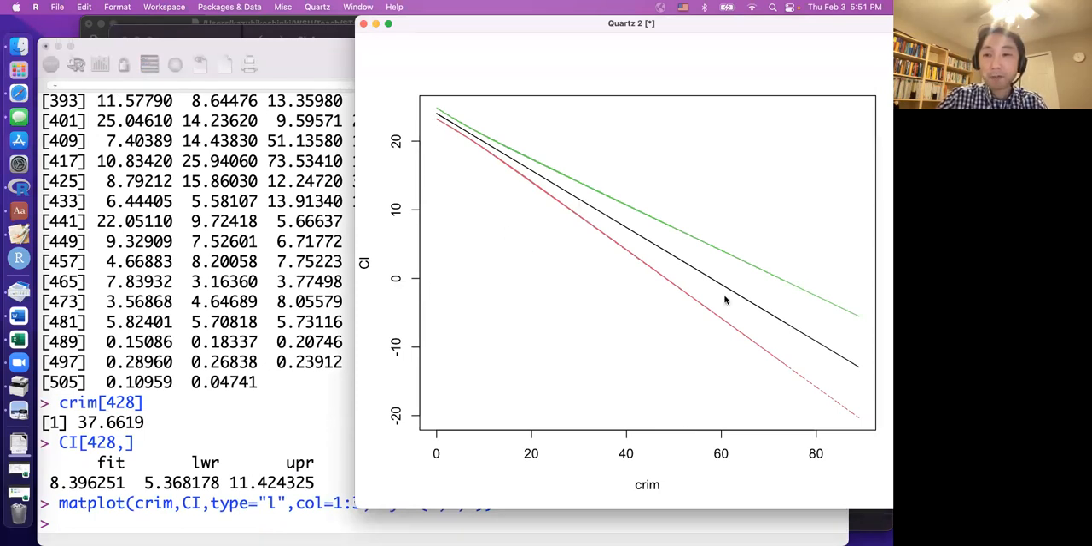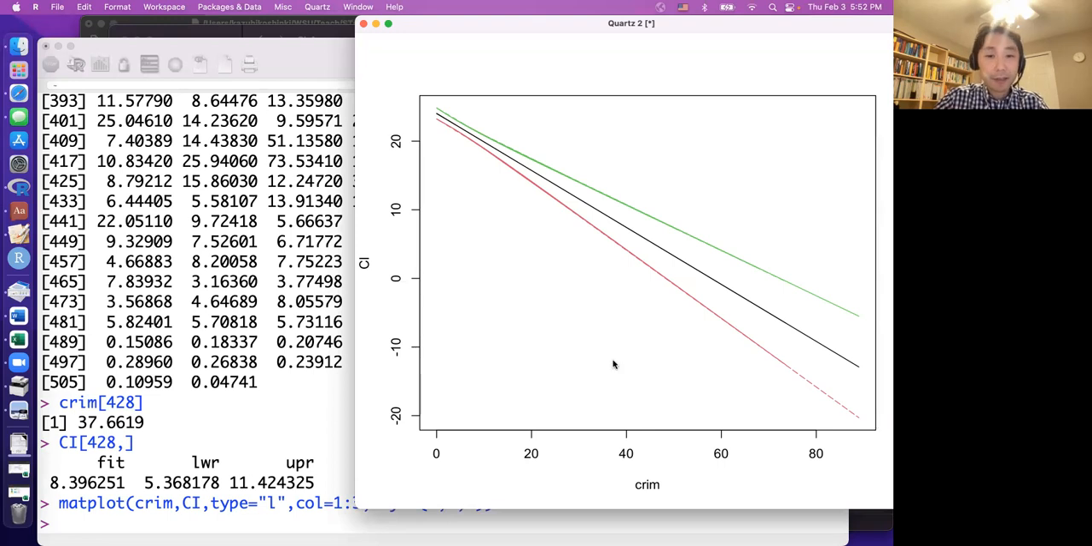So basically the black one is the original one, the regression line. And the red one and the green one are the lower bound and upper bound of this regression line. So this means that we have so many observations at around crime rate 0. So around here, the estimation is reliable. But if the crime rate is much higher than the center of the data, then just a slight difference in slope becomes a larger error. So this part is wider.